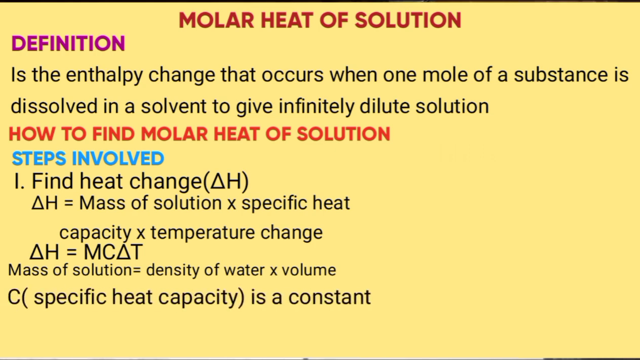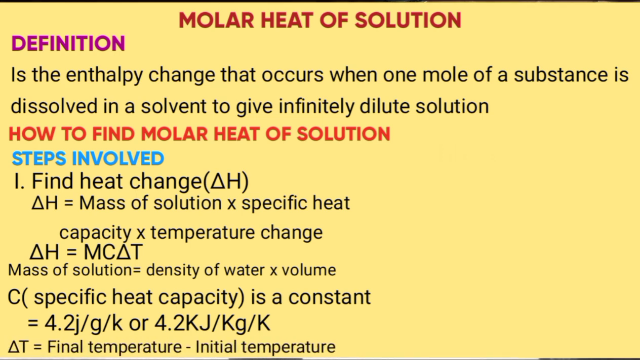Specific heat capacity is a constant which is given by 4.2 joules per gram per Kelvin or kilojoules per kilogram per Kelvin. Change in T is obtained by final temperature minus initial temperature. Note that a change of 1 degree is equal to a change of 1 Kelvin.